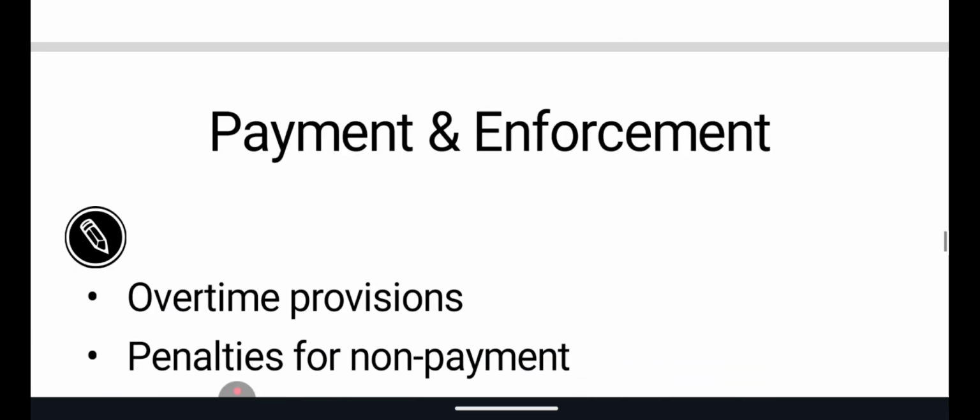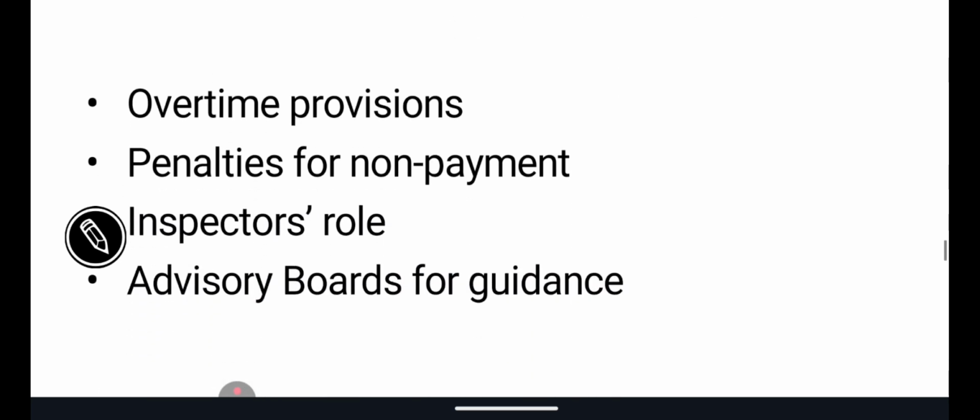All right, guys. So let's go ahead. Payment and enforcement. Overtime provisions: if someone has been doing overtime, then on that basis he or she will be paid for it. Or penalties for non-payment. Obviously, if the employer is not paying on time, there will be penalties.